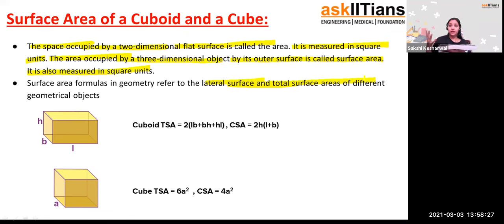So if I say find the lateral surface area, what do you mean by lateral surface area? Lateral surface area is everything except the top and the bottom, right? The room in which you are sitting is in the shape of what?